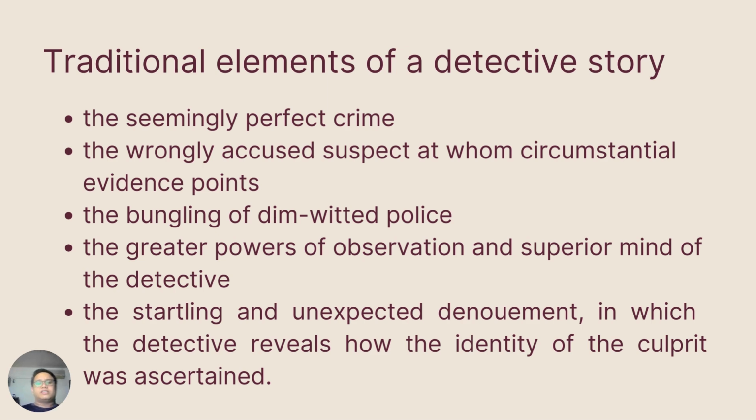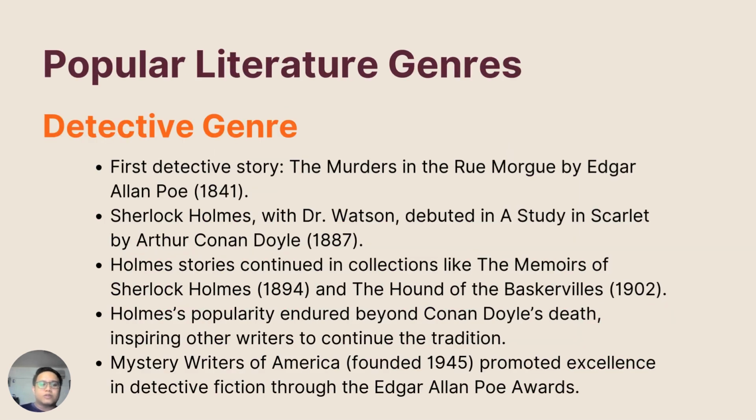So we have a seemingly perfect crime, a wrongly accused suspect at whom circumstantial evidence points, the bungling of a dim-witted police, a police who doesn't know what to do, the greater powers of observation and superior mind of the detective. We also have the startling and unexpected denouement, in which the detective reveals how the identity of the culprit was ascertained. So these are just some of the traditional elements of a detective story. And I think if you are into true crime, you have these elements one way or another.